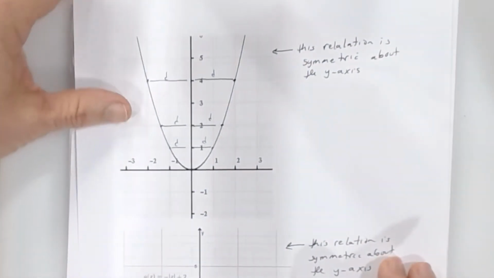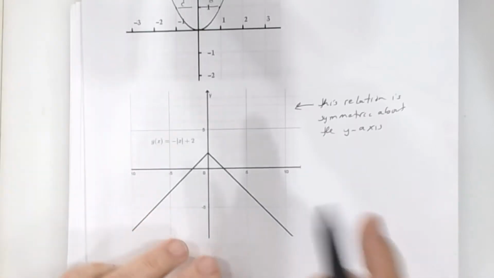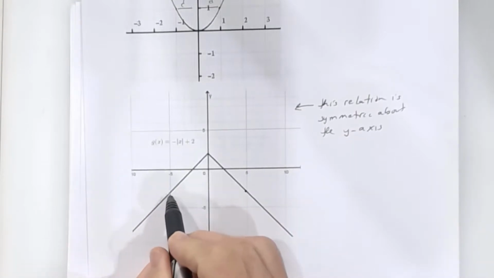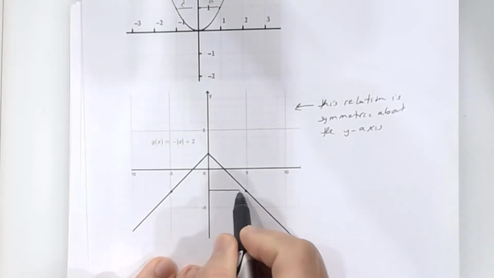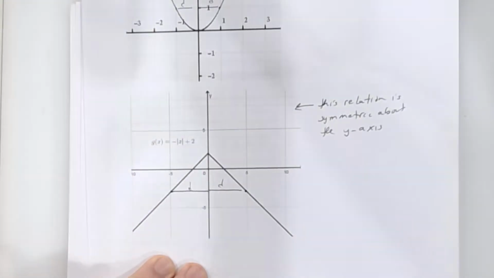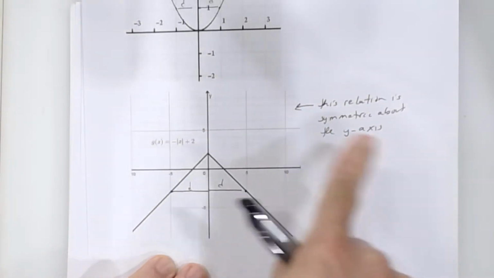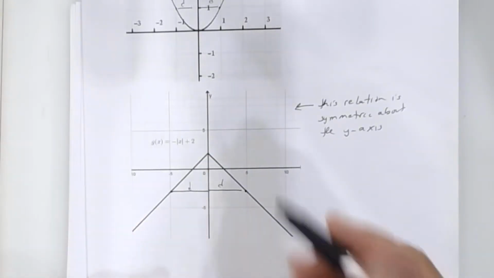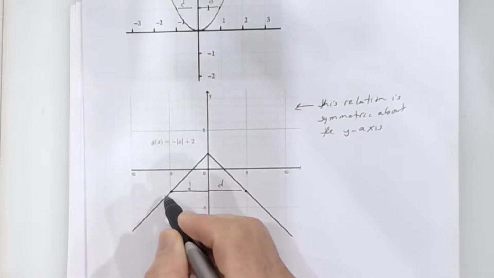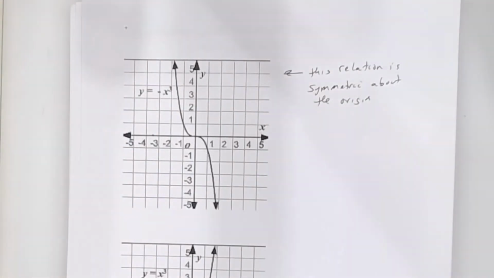Same thing here in the second one. If I look at this point here and reflect it about the y-axis, I get this point. And the distances from the point to the y-axis are the same. So a graph is symmetrical about the y-axis if you can take any point, reflect it about the y-axis, and it lies on the graph on the other side. And the distances are what? The same.